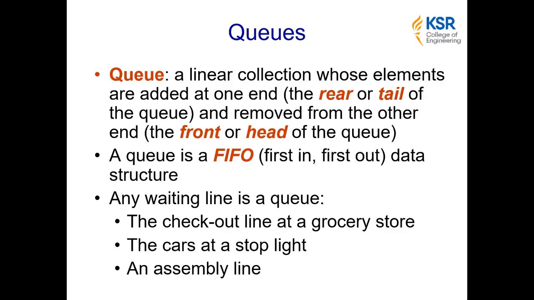The first one is a checkout line at a grocery store. That is, whoever enters the billing section first will come out of the grocery store first. So this is a real-time example. Let me see the second example: cars at a stoplight, that is, a traffic signal. Next, the third example is an assembly line.